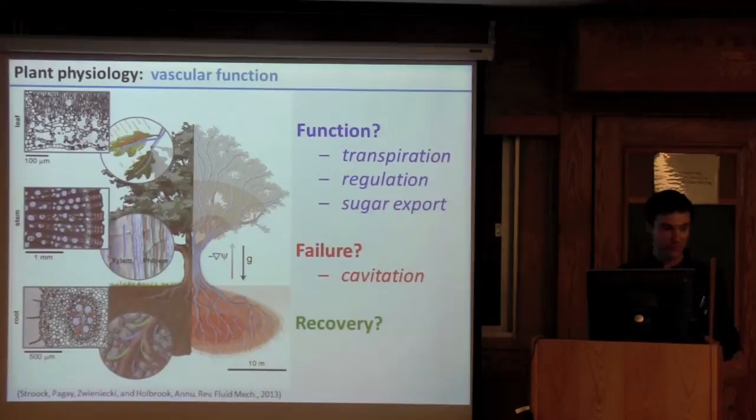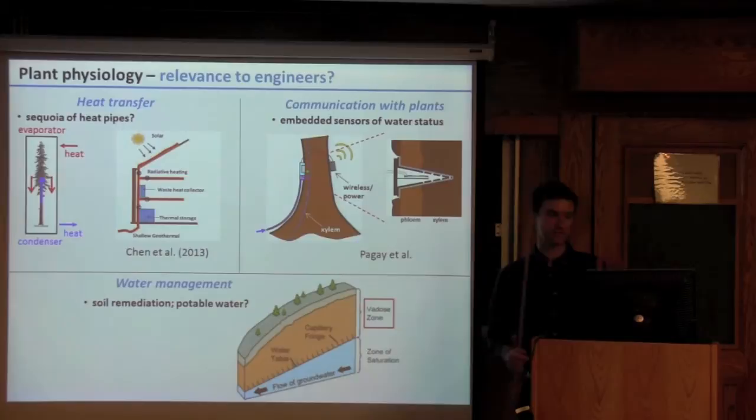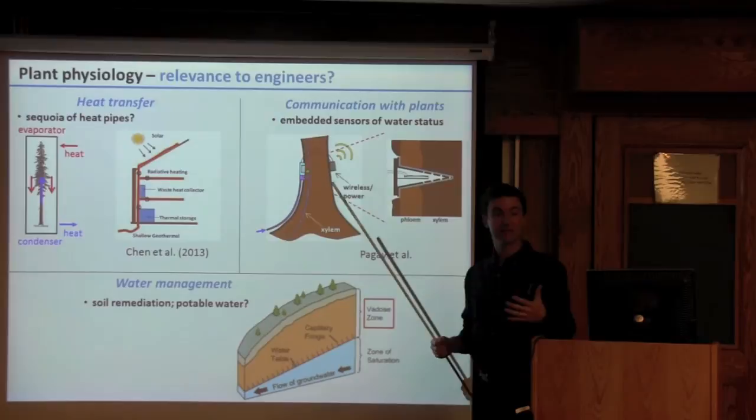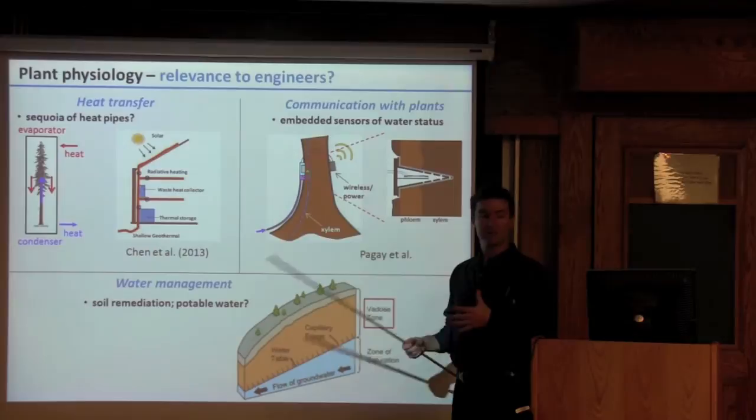So why? How do I get money for this, I guess, is important. Well, in fact, plants do things that we don't do or we don't do well. And so, for example, the transpiration process, if it could be coupled into the right materials, could be the basis for a heat transfer technology that would be extendable out to building scale, vehicle scale, and could be very valuable.